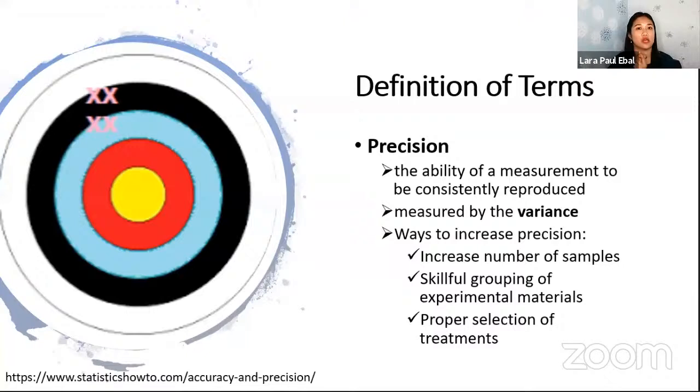So ways to increase precision. One, to increase the number of samples. This is a very common way. It means that you can increase your experimental units, or you can increase your replicates. Another is skillful grouping of experimental materials. So the researcher should have this skill in grouping the experimental materials. Dapat alam niya na homogeneous ito or magkakaparehas ito. Then proper selection of treatments. So you should have a good background of your research, to really know ano yung gusto mo i-compare, anong treatment na i-consider mo. That will also increase the precision.